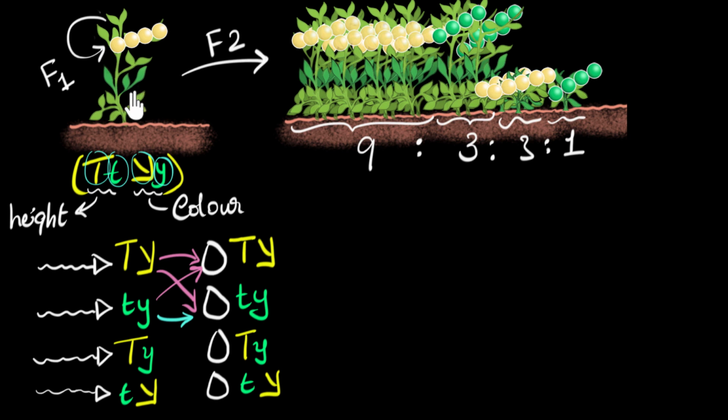And that's true for all the experiments that he does. So he does this with maybe color and shape. He does that maybe with color of the flower and maybe the color of the peas. All the different experiments that he does, he gets the same ratio.